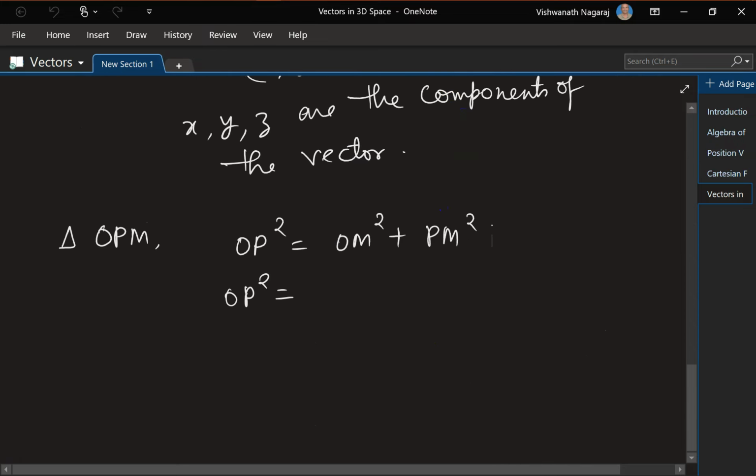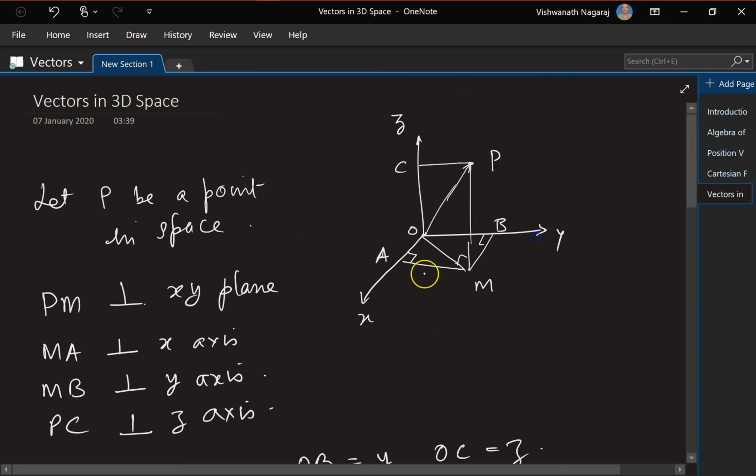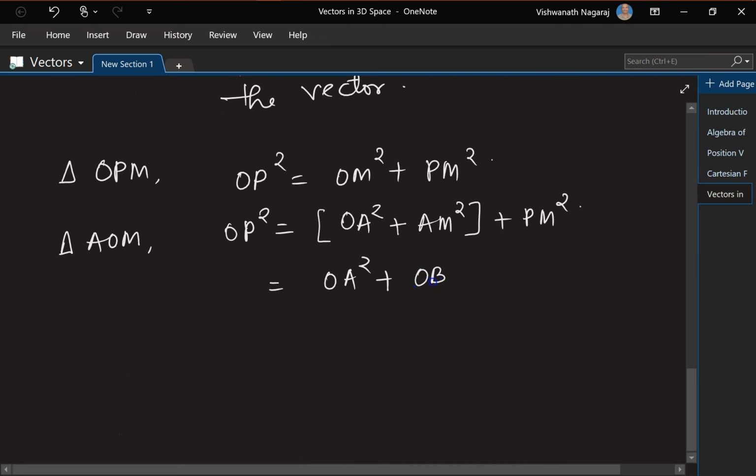So in triangle AOM, OM square is equal to OA square plus AM square. Now AM is parallel and equal to OB, so OB square, and PM is parallel and equal to OC, so plus OC square. So this is the 3D equivalent of the Pythagoras theorem.